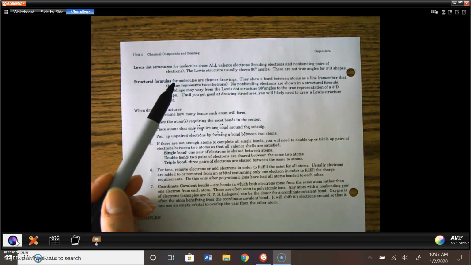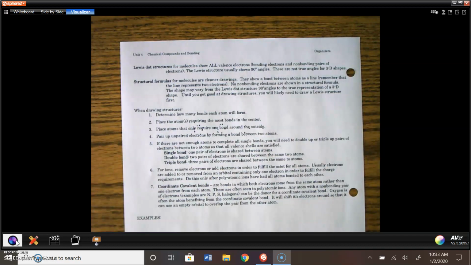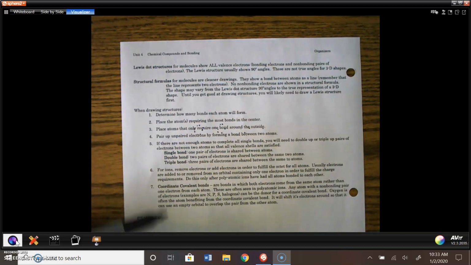Typically, our angles are all going to be 90 degrees. Structural formulas drop the non-bonding electrons, so all you see is lines for bonds. We'll get to all of these rules eventually, but first, when you're looking at a molecule, you want to figure out how many bonds each atom is going to need. That kind of goes back to the unpaired electrons idea.